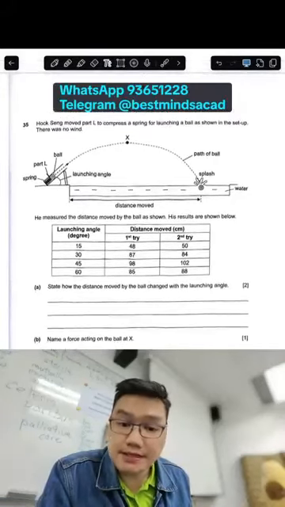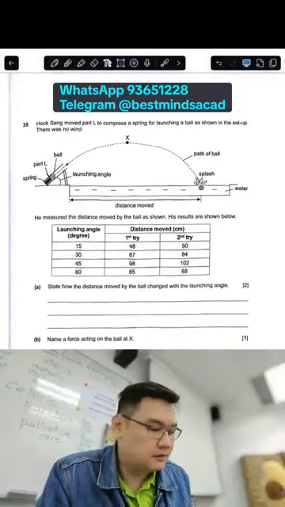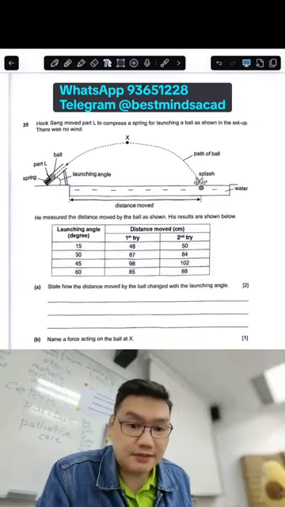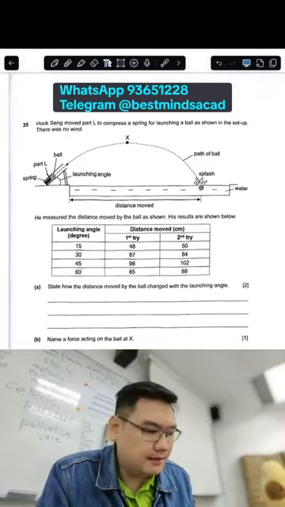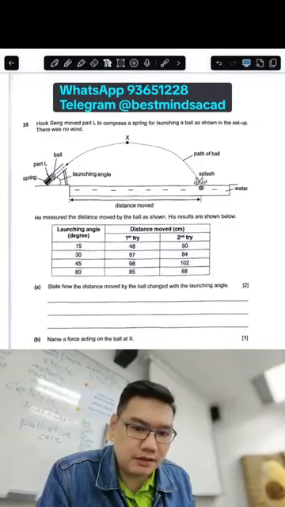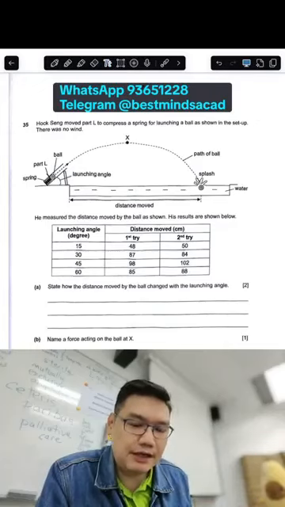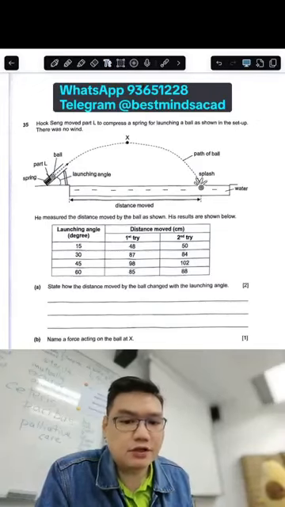Okay, the publisher's answer key is wrong. Follow my answer, I will tell you what the correct answer is. Because the publisher, whoever wrote the answer key, did not observe the diagram carefully enough, and they made certain assumptions which are not true.